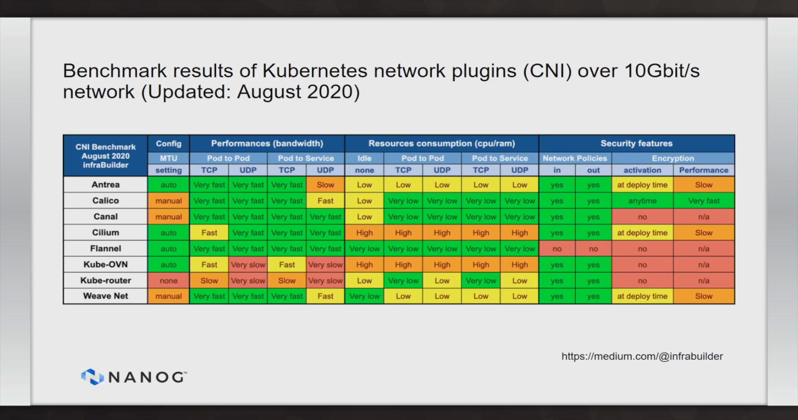And there are many plugins. I just got this online. It doesn't mean that I totally agree with this analysis of every CNI plugin, but it's a good view to understand what CNI plugins are around. Antrea is one, Calico, Canal, Cilium, Flannel. Flannel is very popular because it used to always come with every installation of Kubernetes. I haven't seen this lately.